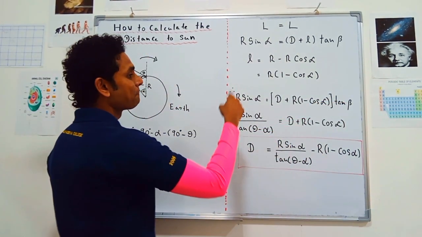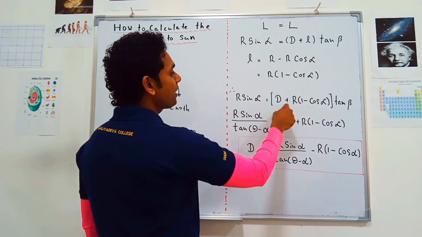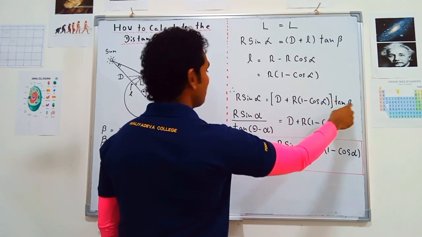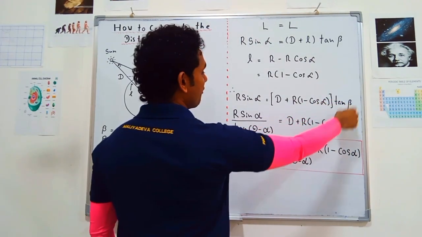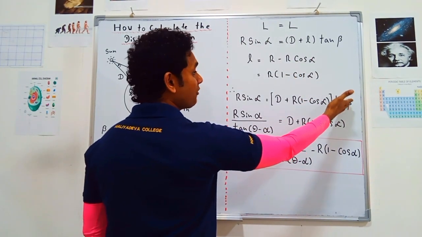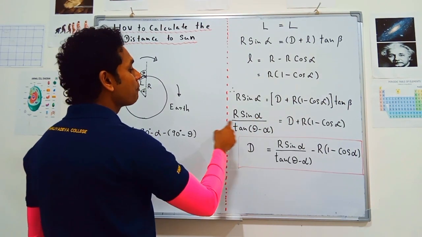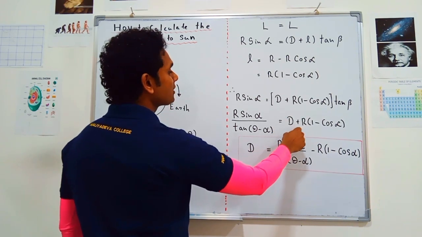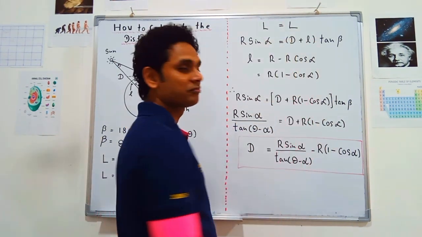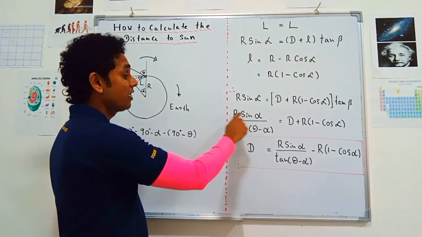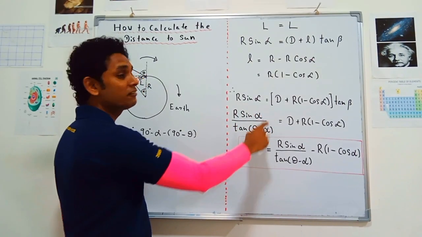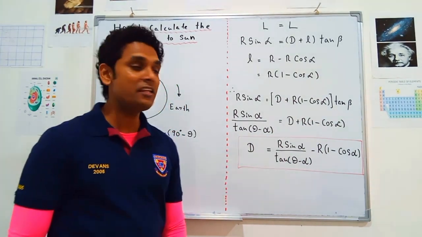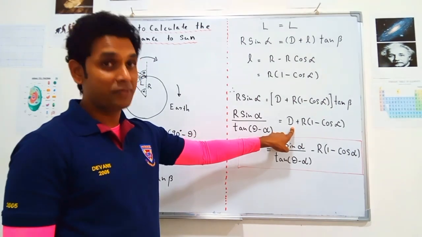So finally we can take that R sin alpha is equal to D plus R(1 minus cos alpha) multiplied by tan(theta minus alpha). Then we can take that tan(theta minus alpha) to this side, and R sin alpha divided by tan(theta minus alpha) is equal to D plus R(1 minus cos alpha).